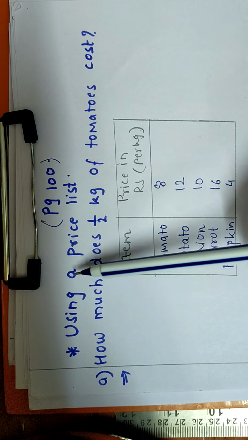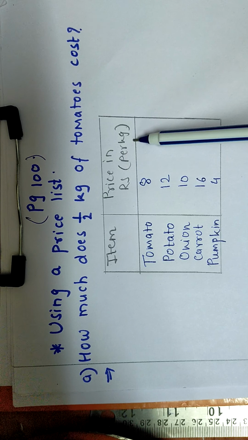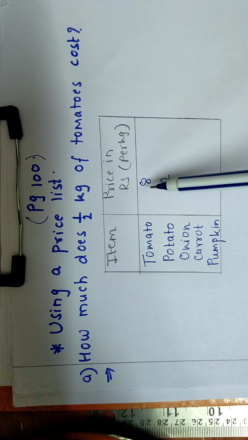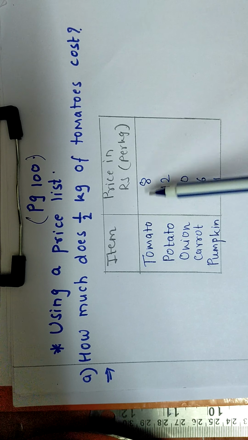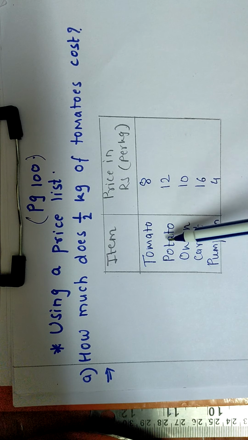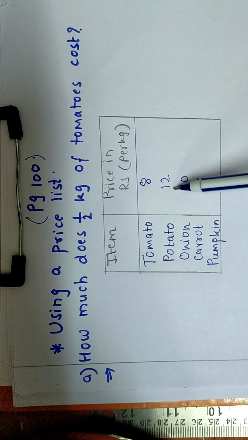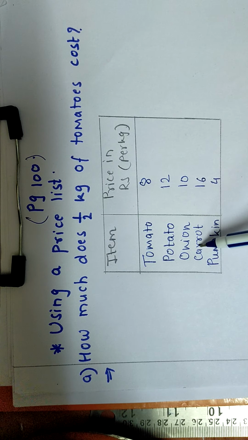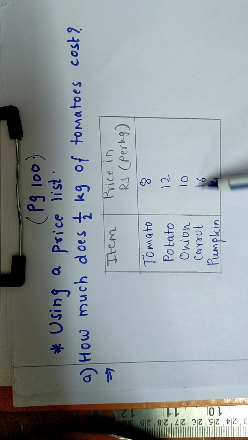Okay, one price list is given, with items and prices in rupees per kg. If you want to purchase 1 kg of tomatoes, you have to pay rupees 8. For 1 kg potatoes, 12 rupees. For 1 kg onions, 10 rupees, and for 1 kg carrots, 16 rupees, and pumpkin 4 rupees. So this is the price list, right? From this price list some questions are given and let's find out the answers.